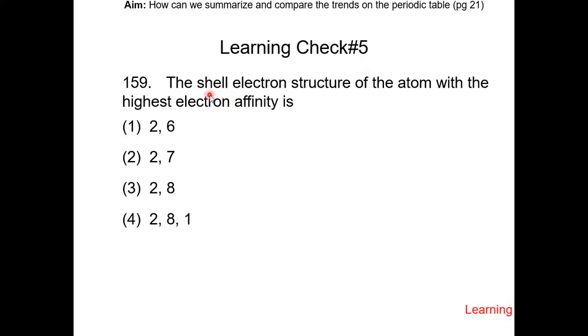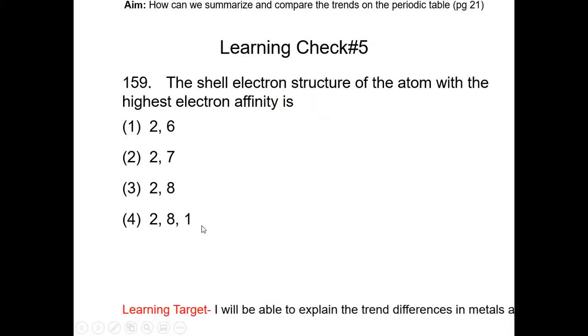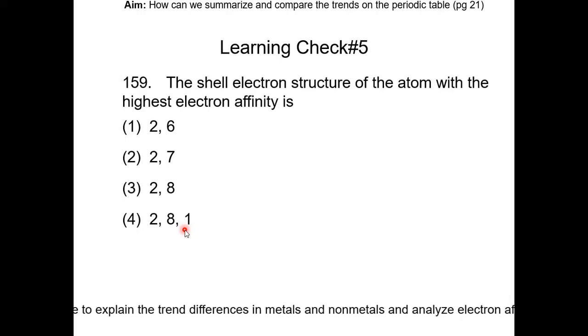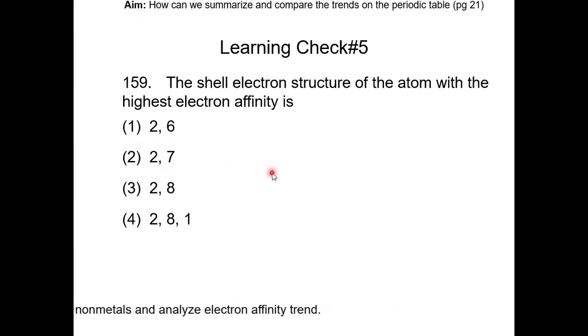Learning check number 5. The shell electron structure of an atom with the highest electron affinity is what? Pause the video and resume once you have the answer. Based on the trend, elements with the highest electron affinity can be found on the top right of the periodic table. So we know 4 is wrong because 4 is towards the left. For 3, this is showing a noble gas, and noble gases do not make ions, so 3 and 4 are out. Between 1 and 2, 2 is closer to the right, therefore the answer is 2.